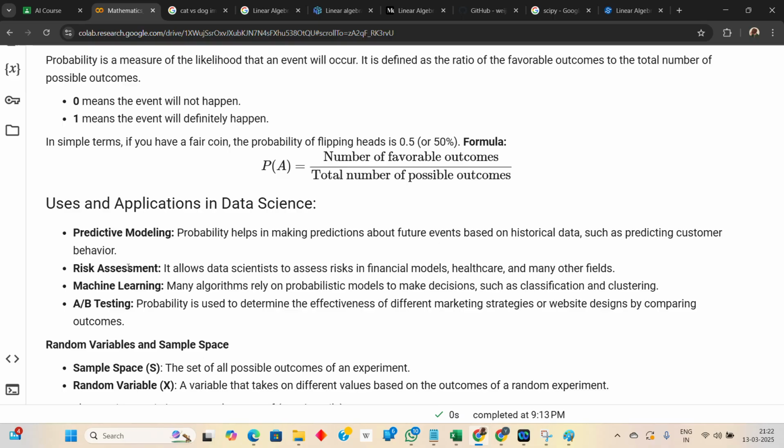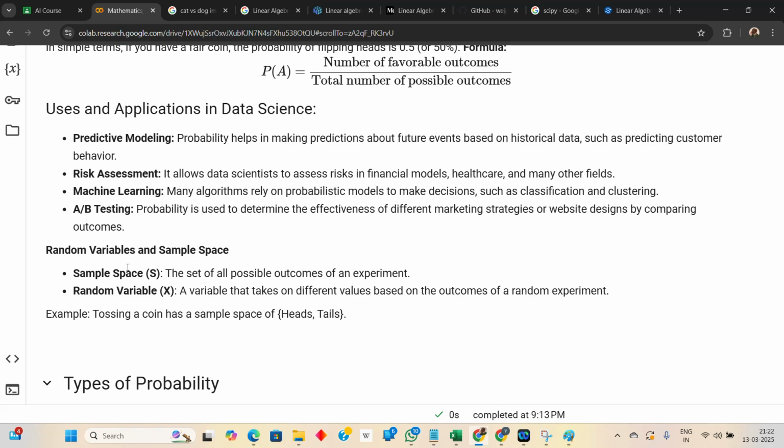So this is the way in Dream 11 also it will show you which player we are going to pick in our team, because of the statistics and probability. According to the statistics, Kohli's average is 40 or 50 per match.